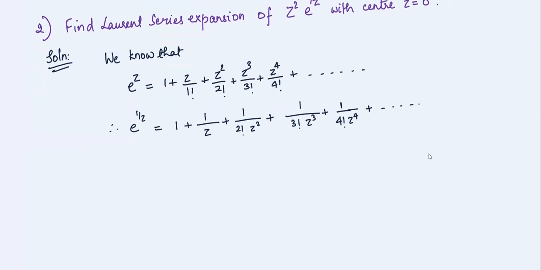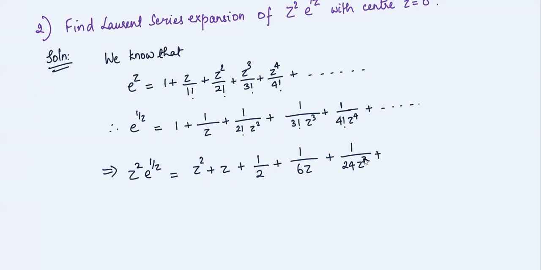Now multiply this with z square. Z square times e power 1 upon z, multiplied with z square, you will get z square plus z plus 1 by 2 plus 1 upon 6z plus 1 upon 24 z square, and so on. This is the Laurent series expansion.